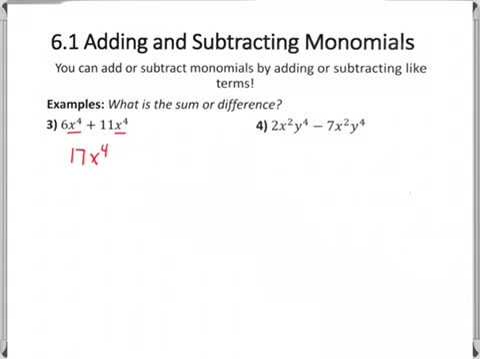In example 4, same idea. We've got 2x squared y to the fourth minus 7x squared y to the fourth. We have the same combination of variables, which means we have like terms. So we're going to subtract the coefficients. So 2 minus 7 is negative 5, and then we just tack on the variables and the exponents. So negative 5x squared y to the fourth.